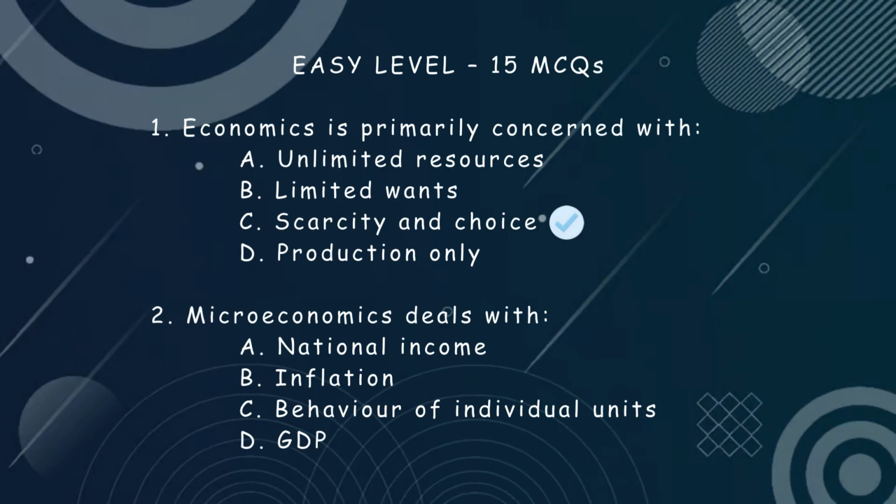Question number 2. Microeconomics deals with A. National income. B. Inflation. C. Behavior of individual units. D. GDP. Answer: C. Behavior of individual units.